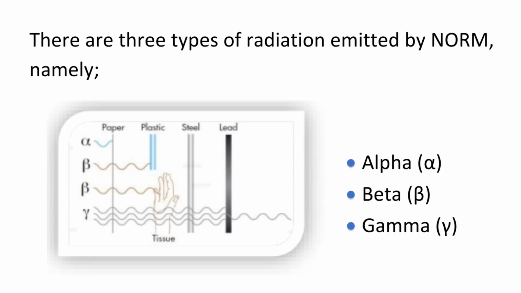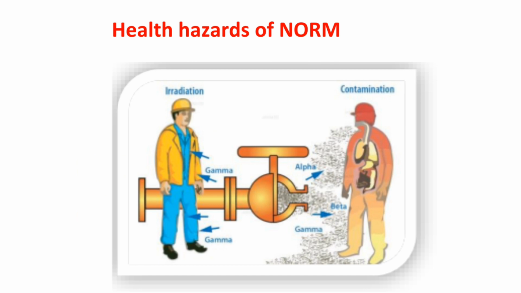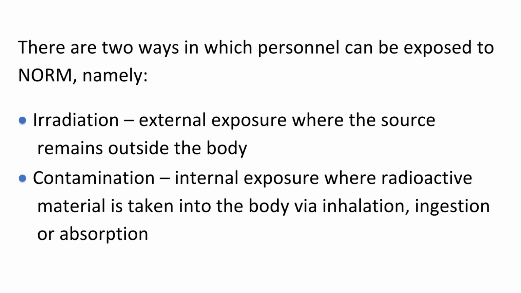There are three types of radiation emitted by NORM, namely, alpha, beta, and gamma. Health hazards of NORM. There are two ways in which personnel can be exposed to NORM, namely, irradiation, external exposure where the source remains outside the body, and contamination, internal exposure where radioactive material is taken into the body via inhalation, ingestion or absorption.